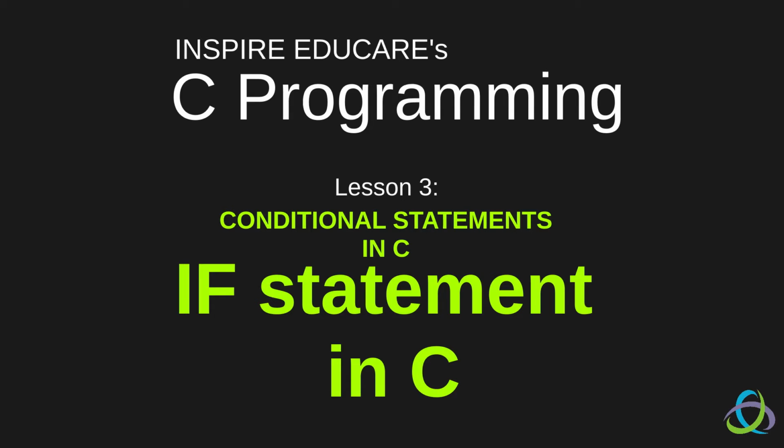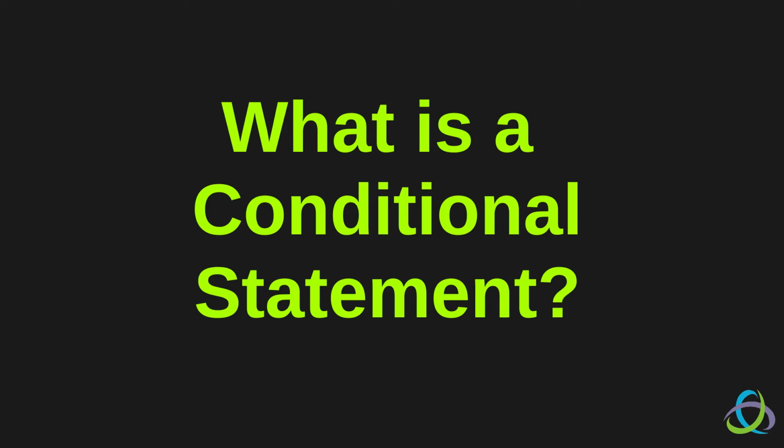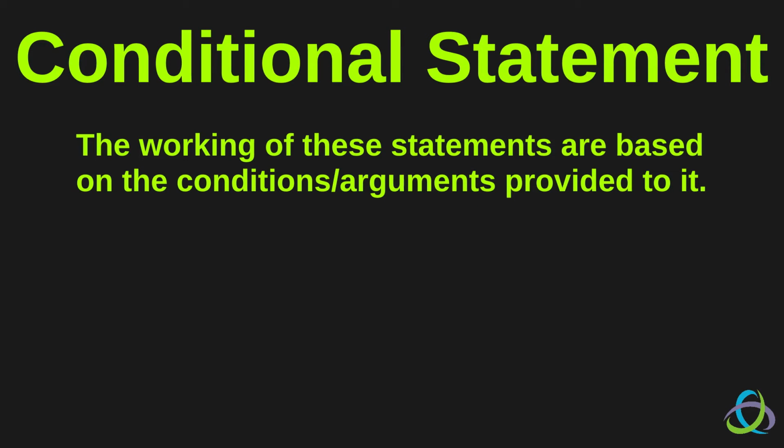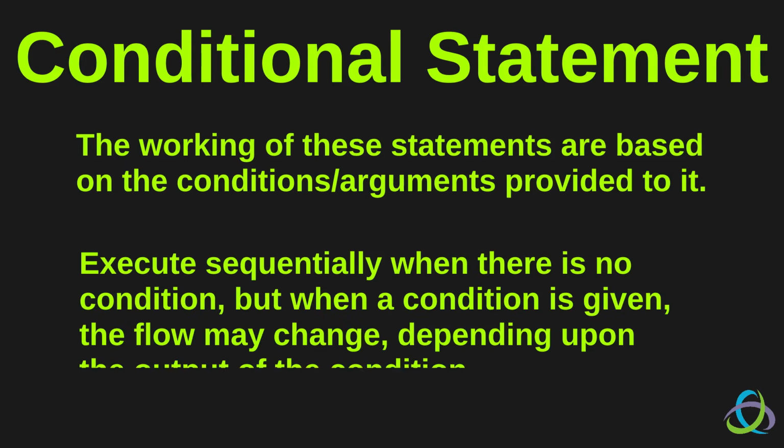In this video, we are going to start our next chapter called Conditional Statements in C. What is a conditional statement? Conditional statements in C are used to make decisions based on conditions. Statements execute sequentially when there is no condition around them.